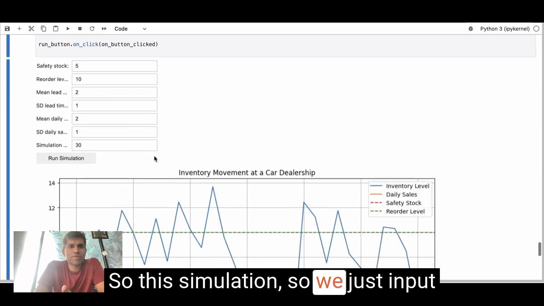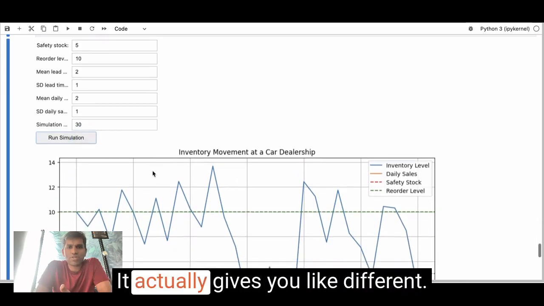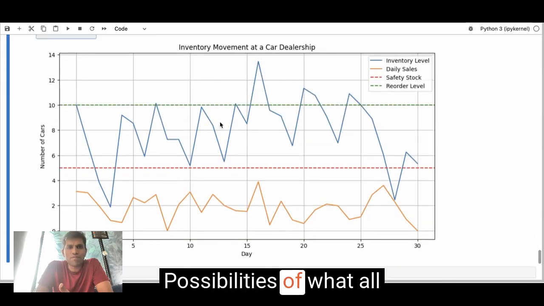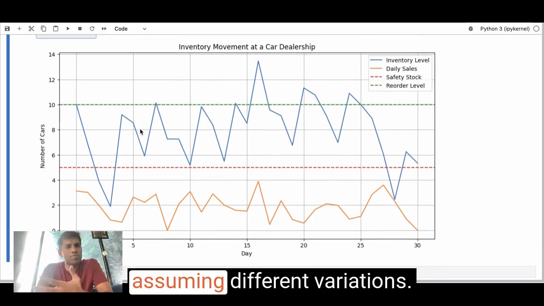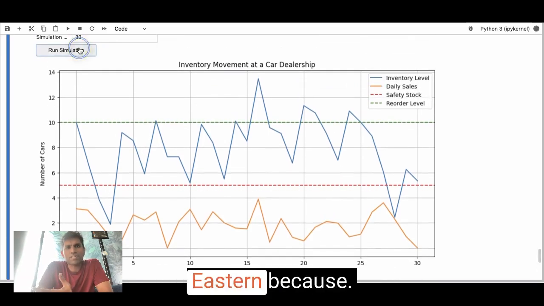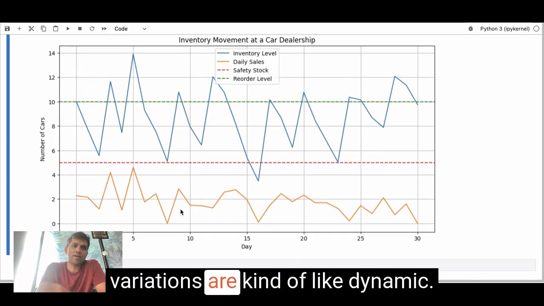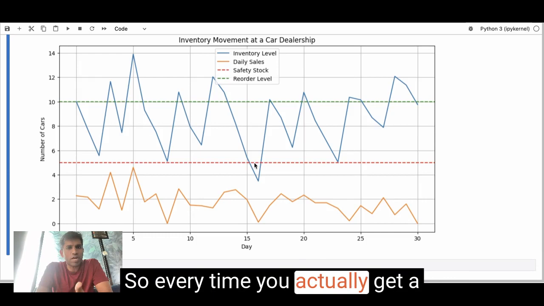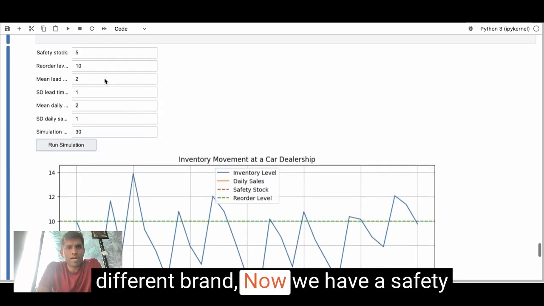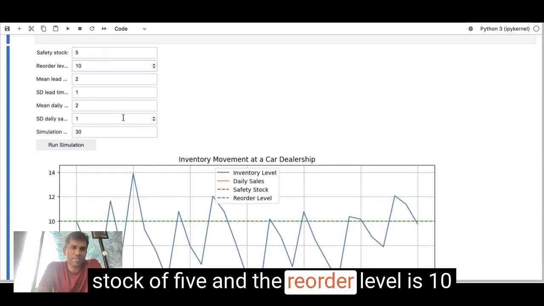So in this simulation, we just input these numbers and run the simulation. It gives you different possibilities of what would happen, assuming different variations. You see different graphs each time because we are assuming that these variations are dynamic. So every time you get a different graph. Now we have a safety stock of 5 and the reorder level is 10.